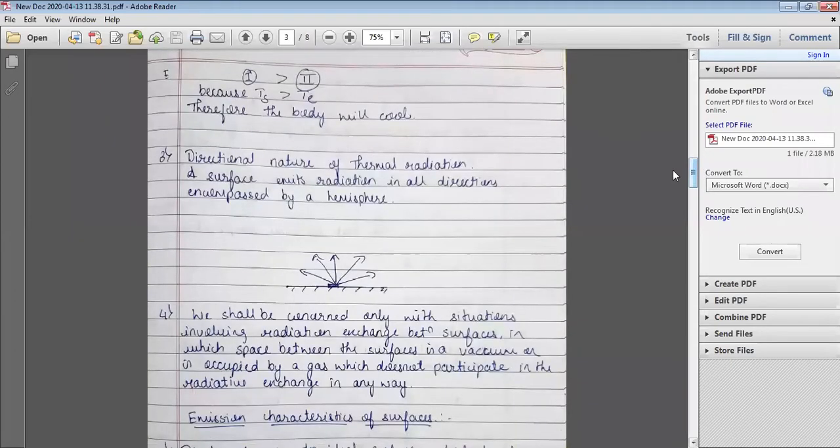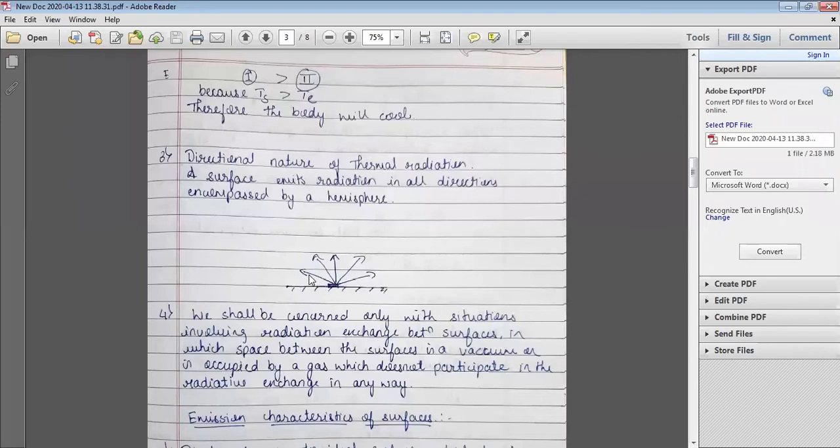Then the third one is the directional nature. The directional nature of thermal radiation is that a surface emits radiation in all directions encompassed by a sphere. This means I have a surface, and I'm considering only a small surface out of it. If I consider a small surface at a certain temperature, it emits rays. All the rays I've shown with the arrow marks. These are the rays which are coming out.